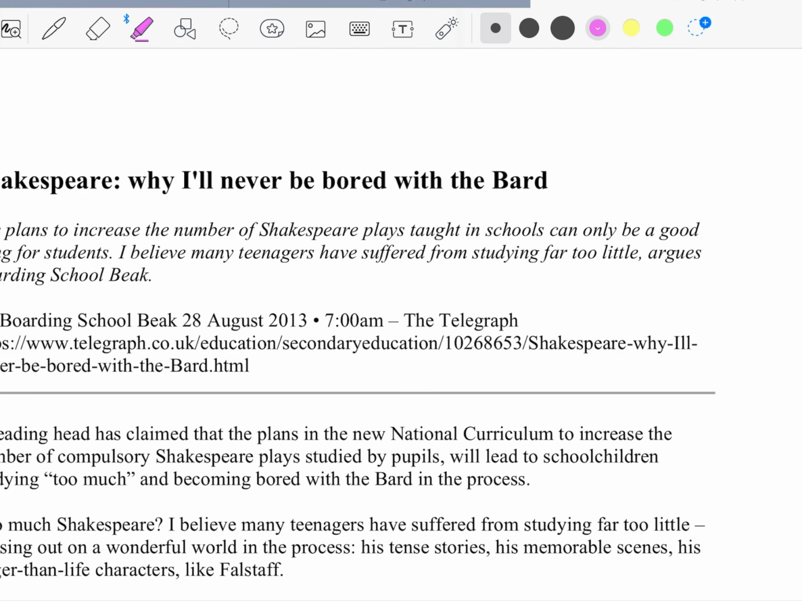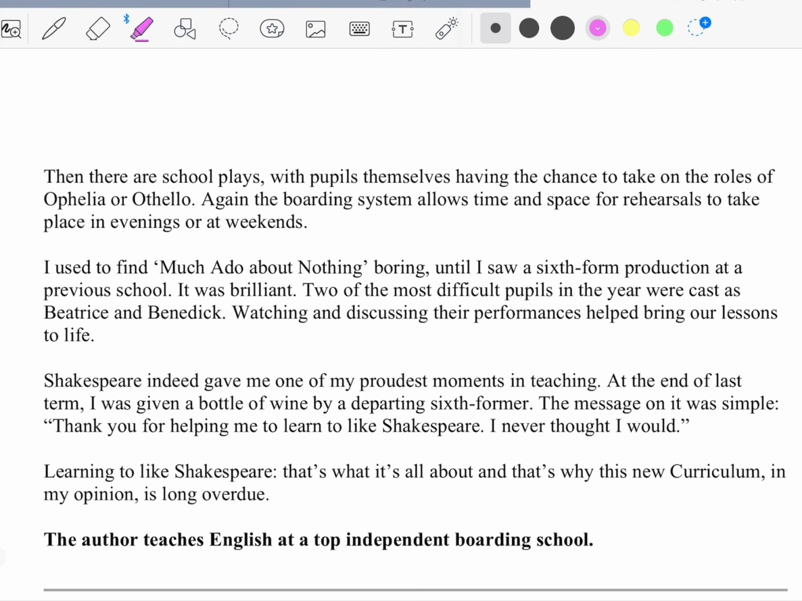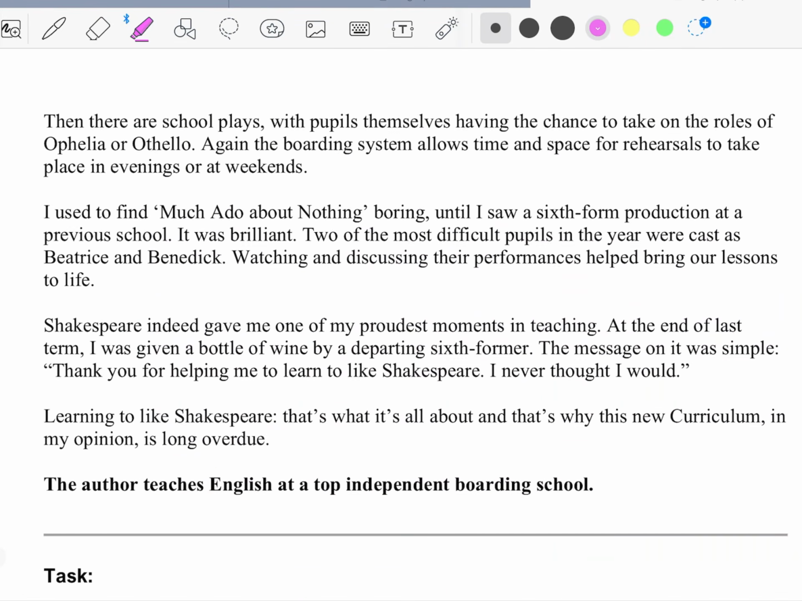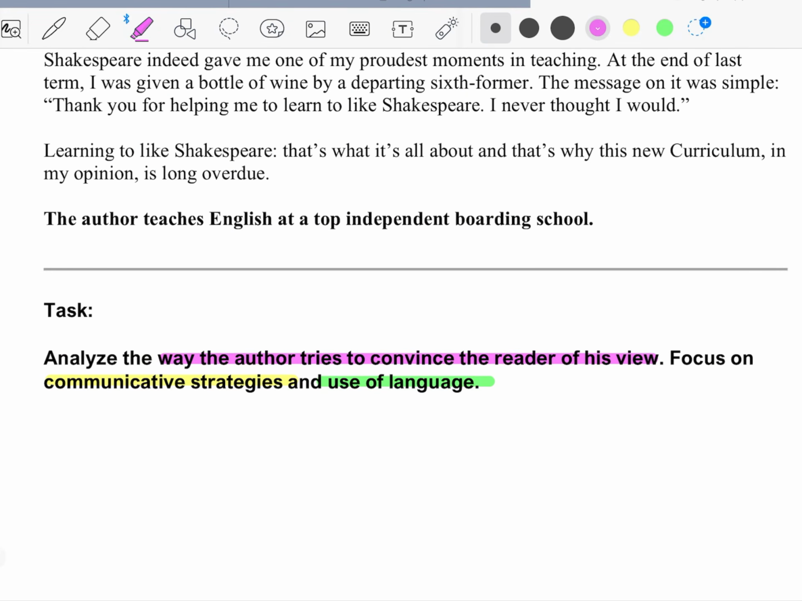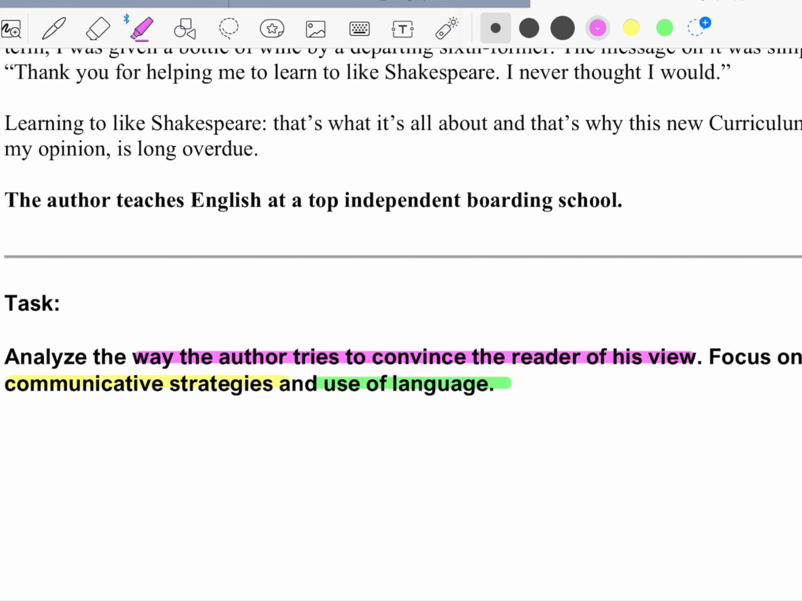Let's take a look at the task, and this is composed like the task you could be given in the Abitur. It reads like this: analyze the way the author tries to convince the reader of his view, focus on communicative strategies and use of language. I always use color to mark this to help myself focus and concentrate later on.